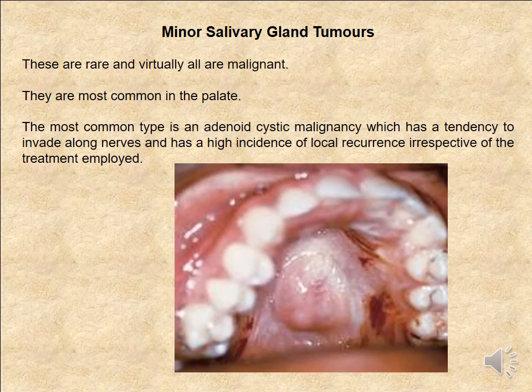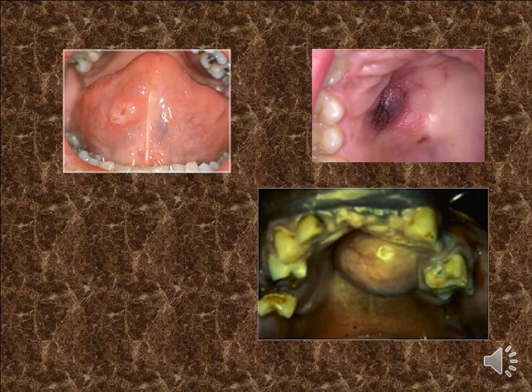The minor salivary gland tumors. These are rare and virtually all are malignant. They are most common in the palate. The most common type is adenoid cystic carcinoma, which has a tendency to invade along nerves and has a high incidence of local recurrence irrespective of the treatment employed. This figure shows the malignant tumor of the minor salivary gland within the tongue, within the hard palate, anterior part and posterior part.